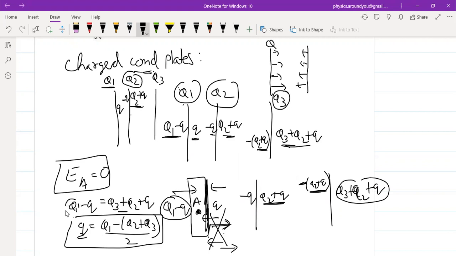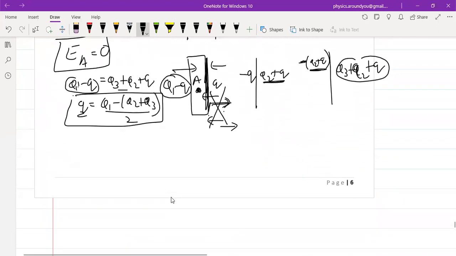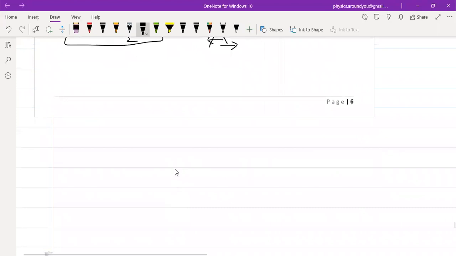You may see I have put only charge here. I didn't put any K term or epsilon naught term because they will cancel each other out. That's why I didn't put K or epsilon. So Q1 minus Q should be equal to Q3 plus Q2 plus Q. This is for three sheets, which is in JEE Advanced. In the JEE Main, you shall get only two such sheets, which would mean you will get one sheet having Q1, other sheet having Q2.